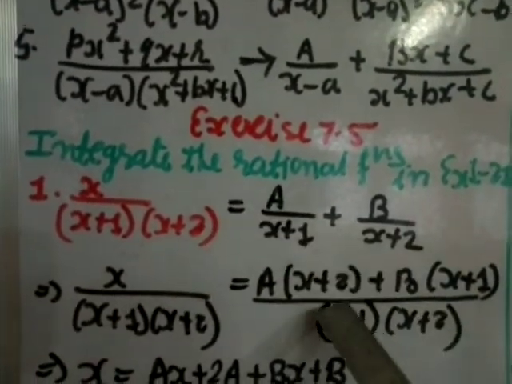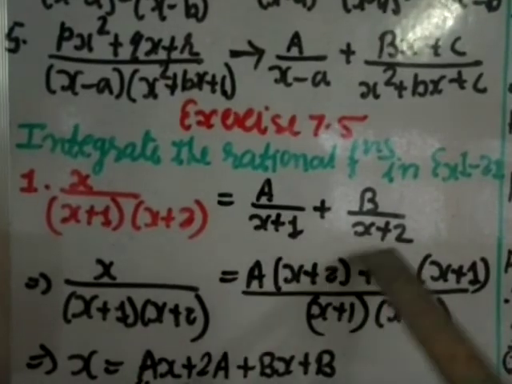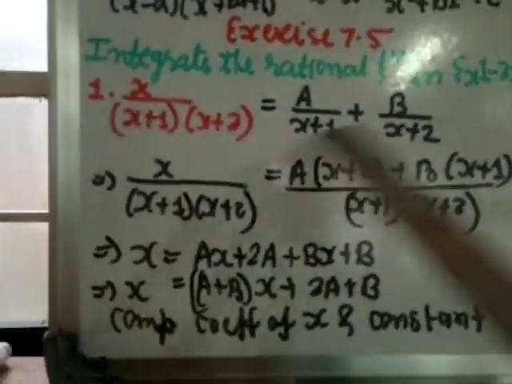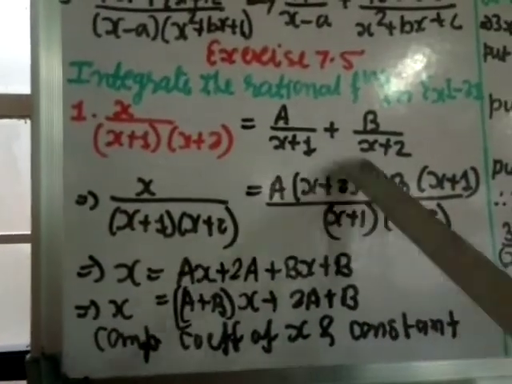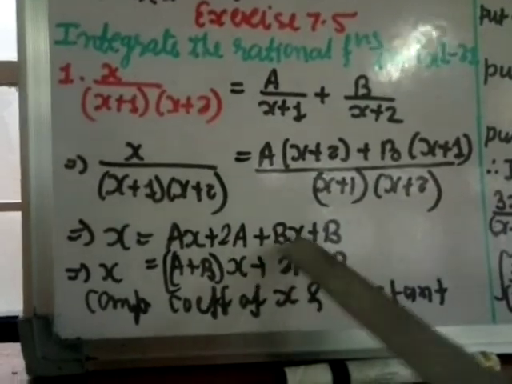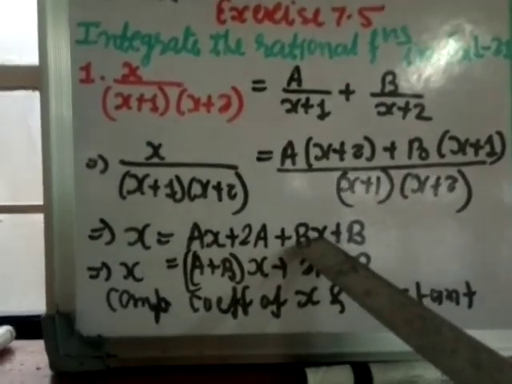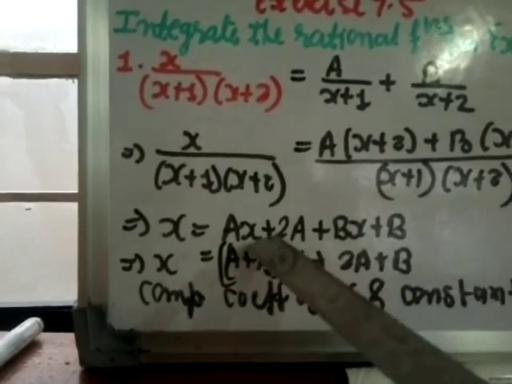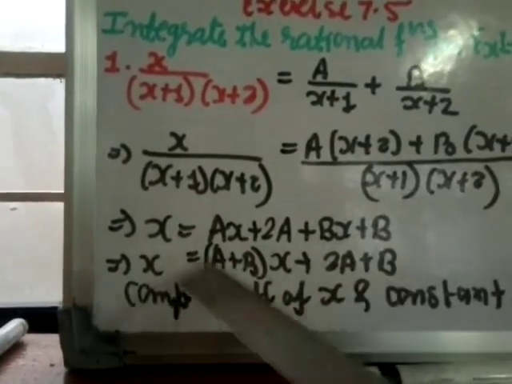So a into (x plus 2) plus b into (x plus 1), divided by (x plus 1)(x plus 2). The (x plus 1)(x plus 2) cancel from both sides, so x remains, equal to, opening the brackets, ax plus 2a plus bx plus b. Now these two terms are x terms, so I take x common, that is (a plus b)x, plus these two constant terms, 2a plus b, and on this side only x.